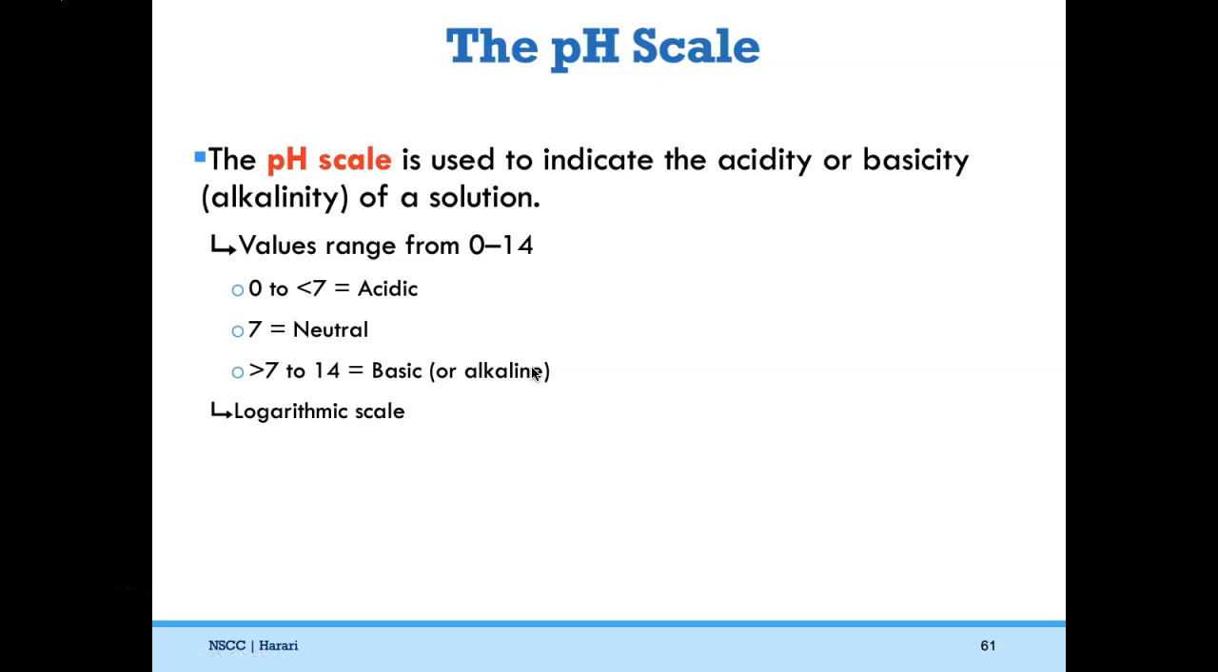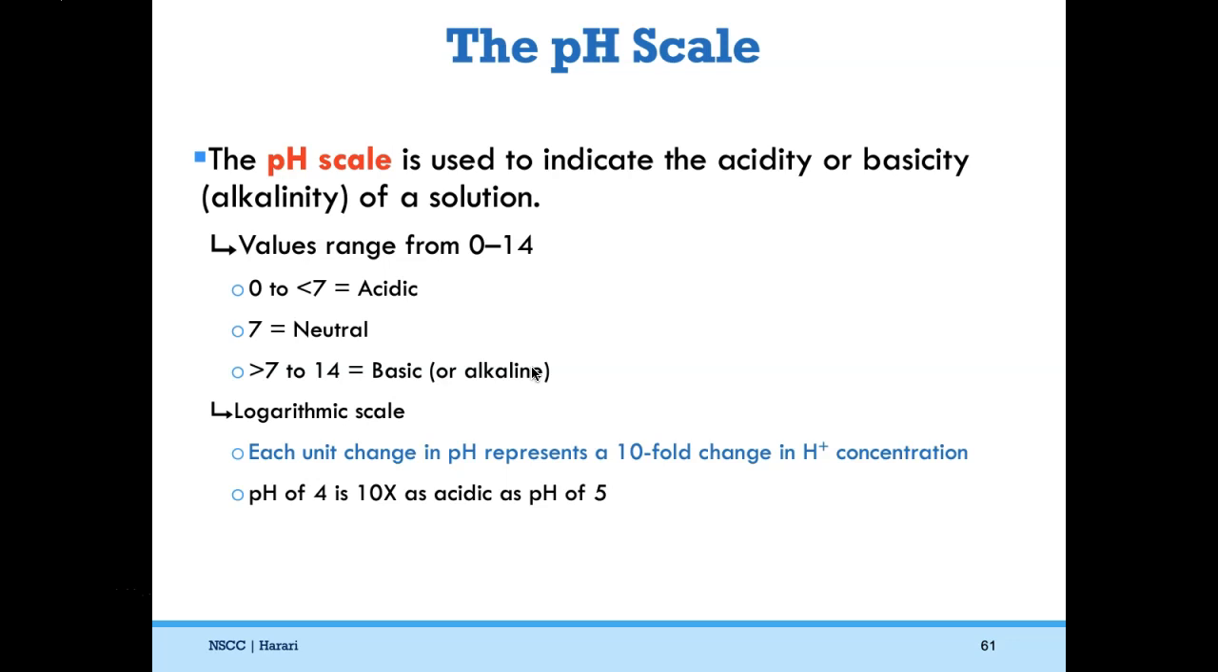Confusingly, each unit of pH is a log 10 difference. It's a 10-fold difference, so it's a logarithmic scale. Each unit change in pH represents a 10-fold change in H+ concentration. As we move up the scale from 0 to 14, each unit is 10 times more basic than the previous unit. For example, a pH of 4 is 10 times as acidic as a pH of 5. A pH of 5 is 10 times as acidic as a pH of 6. A pH of 6 is 10 times as acidic as a pH of 7.